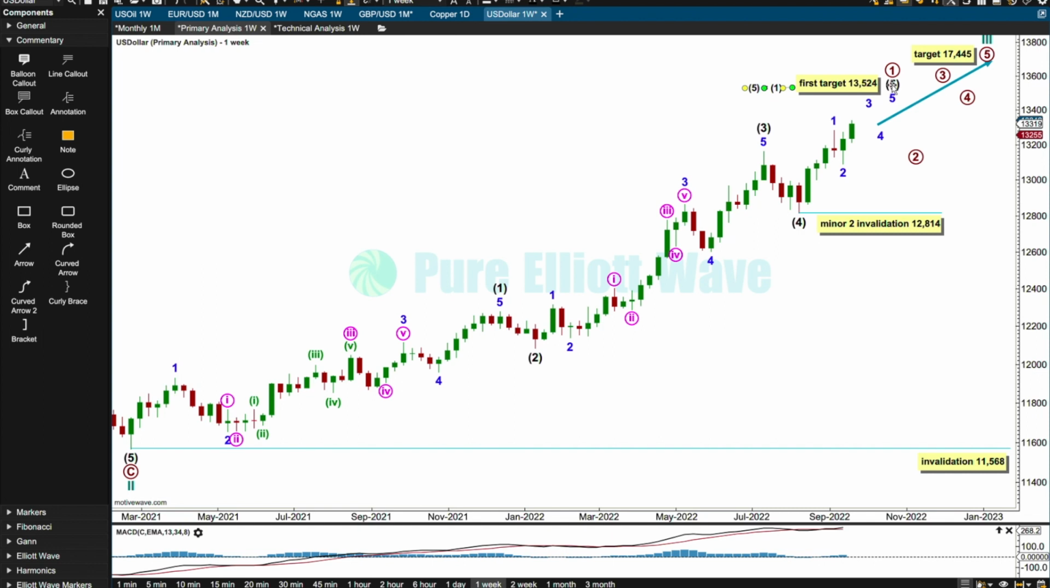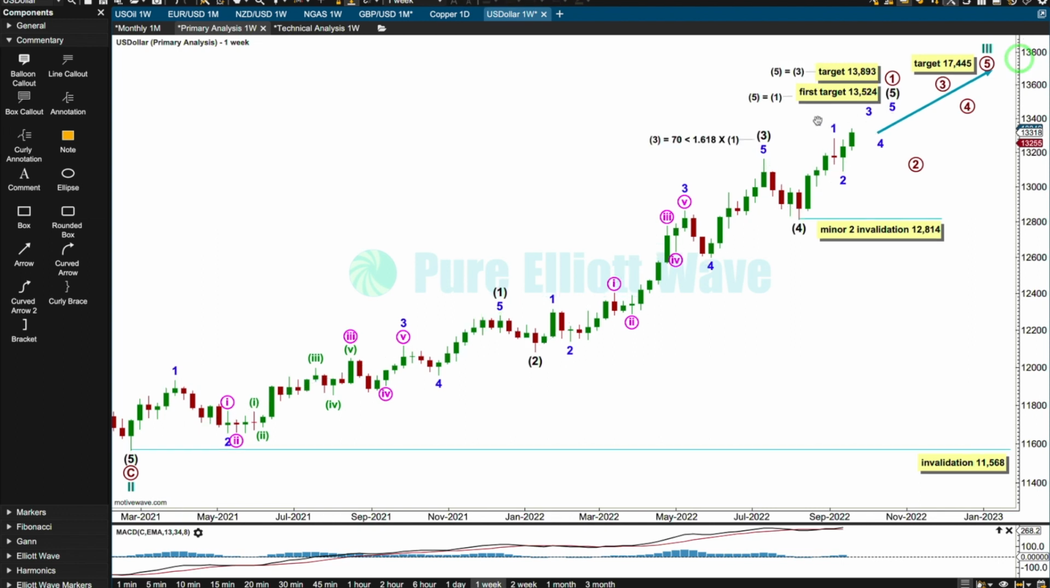So if that first target is probably not going to be high enough, what would the next target look like? First of all, let's see if there's a ratio between 1 and 3. If the first target is inadequate, it may be too low. At 13,524, intermediate 5 would reach equality in length with intermediate 1. If price reaches that first target and just keeps on going up, then attention would turn to the next target. At 13,893, intermediate 5 would reach equality in length with intermediate 3.